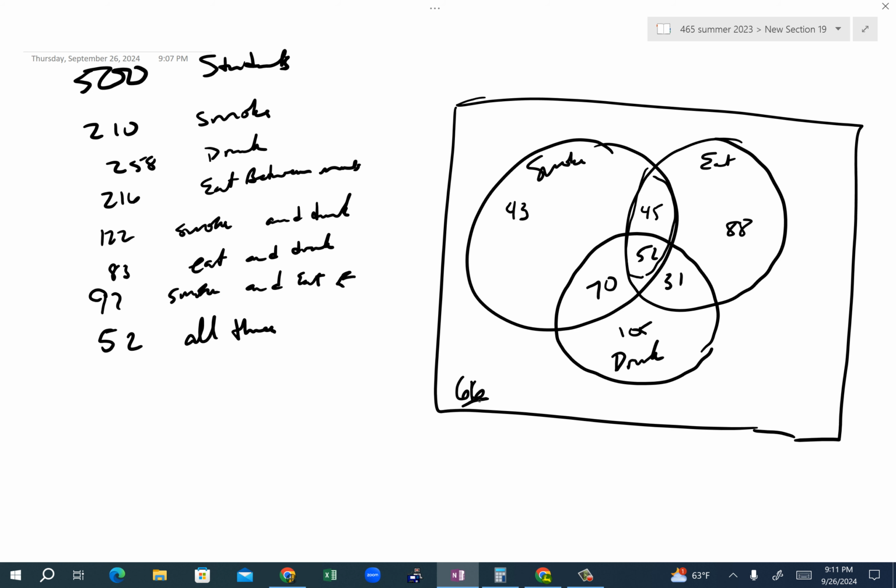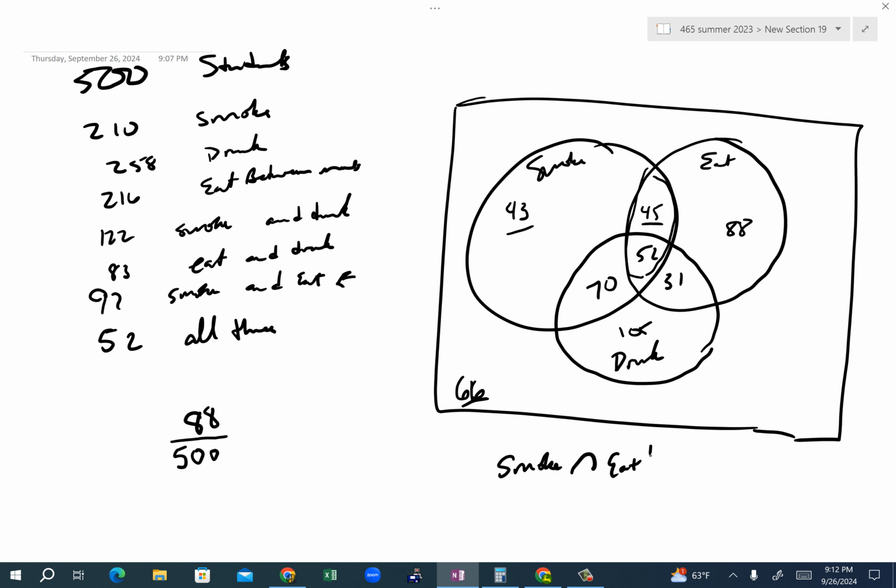What's the probability that a person smokes but does not drink alcoholic beverages? So, smokes, that's going to be 88 people who smoke. You with me? There's 88 people who smoke, but they don't drink out of 500. Okay. By the way, how would you say it? That's smoke and eat complement.